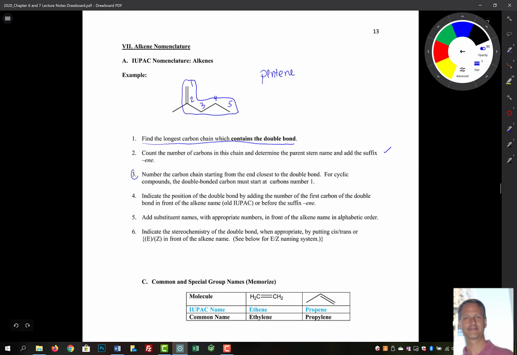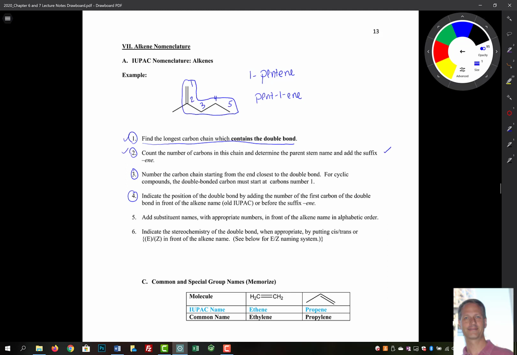Now we want to number, looking at this next one, we've just done these two. We want to number the carbon chain starting from the end closest to the double bond. And for cyclic compounds, the double bond must start at carbon number 1. So we've numbered it correctly up here above. Next, we want to indicate the position of the double bond by adding the number of the first carbon of the double bond in front of the alkene name. So this would be 1-pentene. The other way we could name this is we could call this a pent-1-ene. Both are acceptable. Okay.